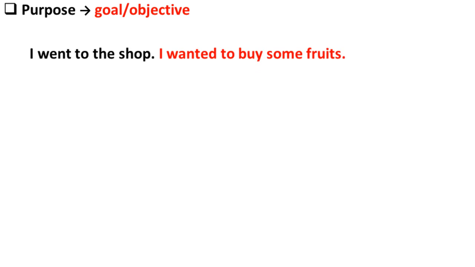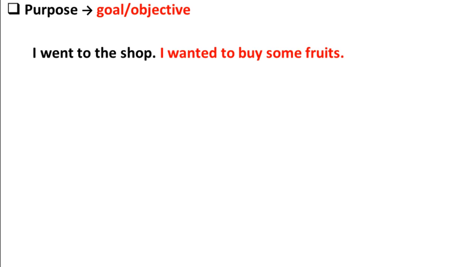Consider this pair of sentences. I went to the shop. I wanted to buy some fruits. I went to the shop for what purpose? My purpose was that I wanted to buy some fruits.